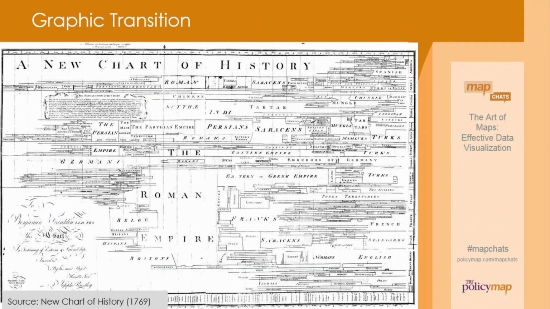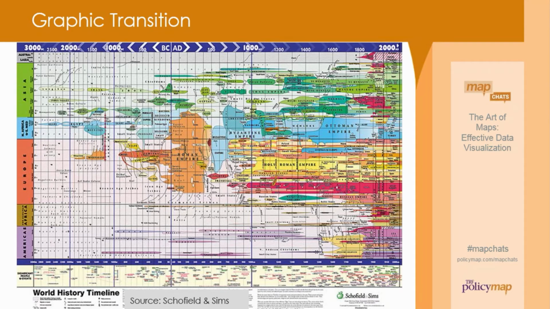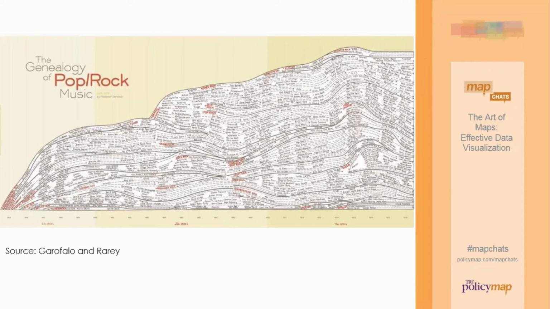A fourth important way that time gets represented is through something people call graphic transition, where we're essentially using something similar to a timeline, but we use the second dimension, the Y dimension, to indicate additional information. Here's an old one from the 1700s, a new chart of history. Here's a more colorful version from the 20th century, showing the same sort of thing.